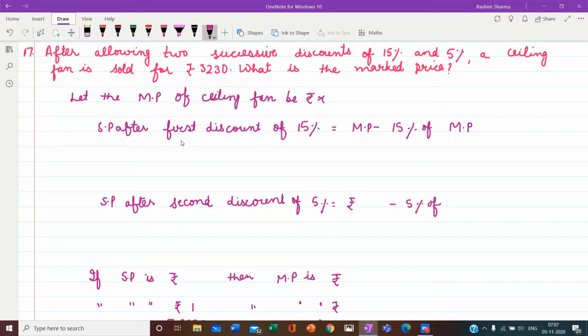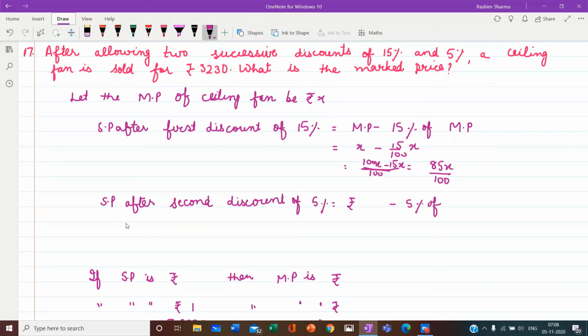Now selling price after first discount of 15% will be equal to mark price minus 15% of mark price. So we will write it as X minus 15 upon 100 X. Again we will take here 100 as LCM. So we get here 100x minus 15x. So it comes as 85x upon 100. So this is the selling price after first discount of 15%. Now on this selling price again there is a 5% discount.